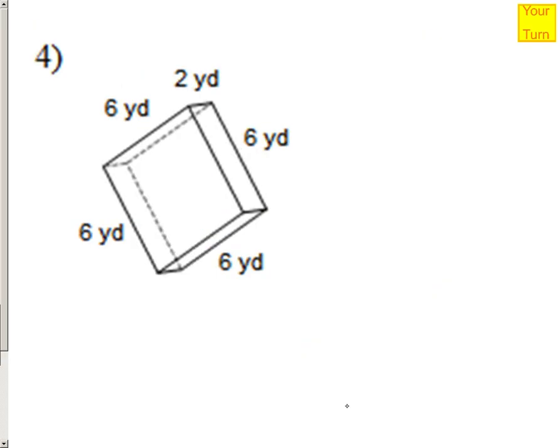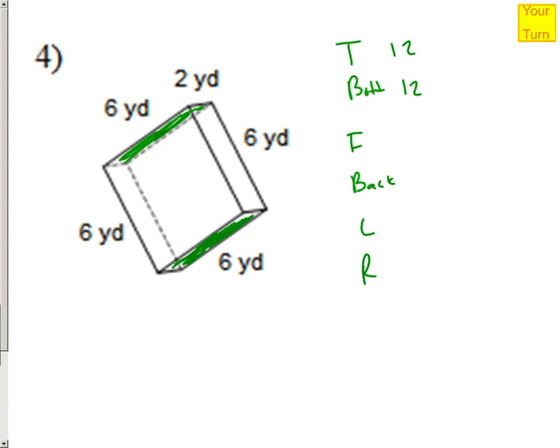And here's the very last one. I'll go ahead and set this up while you've paused the video and worked it out. Hit play when you're ready. Top, bottom, front, back, left, and right. Here's our top, 6 yards by 2 yards, so that'd be 12. The bottom, as you can see, would be a mirror image of it, so that would also be 12.